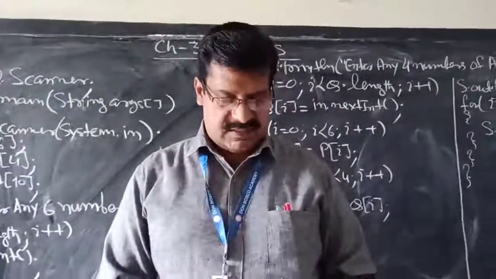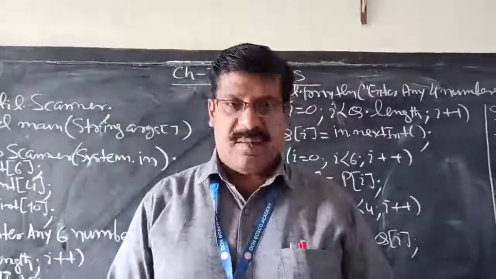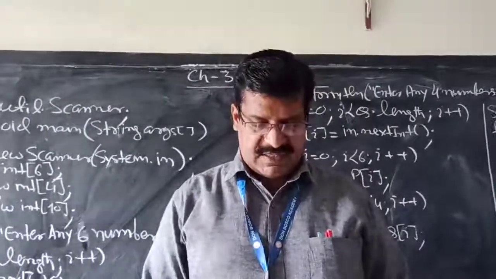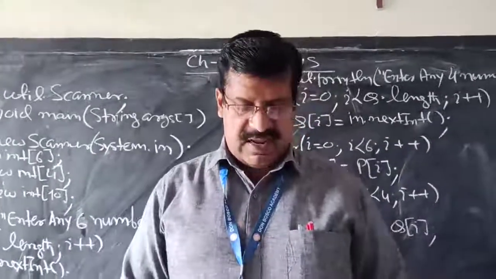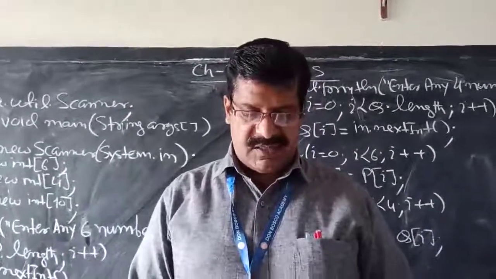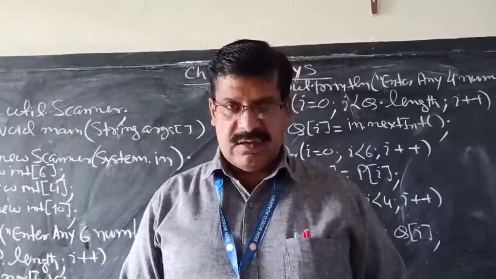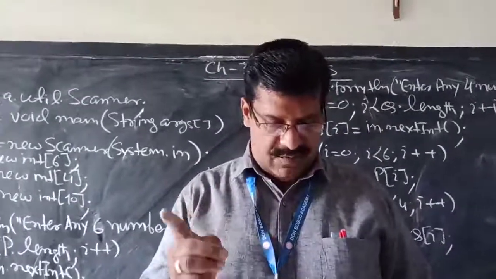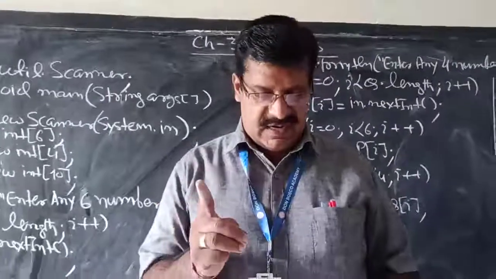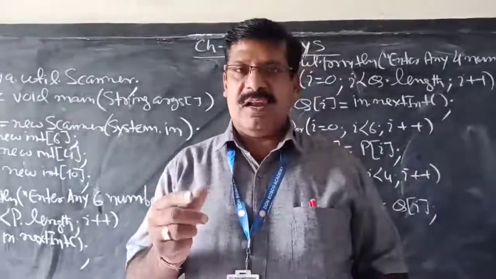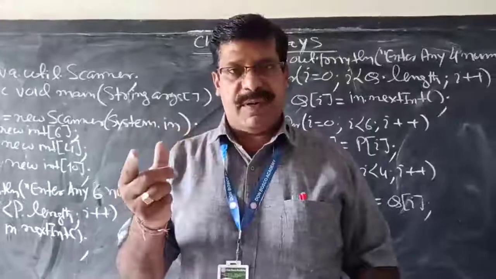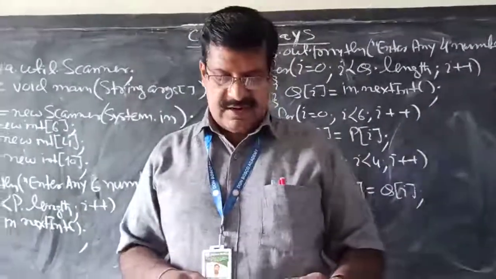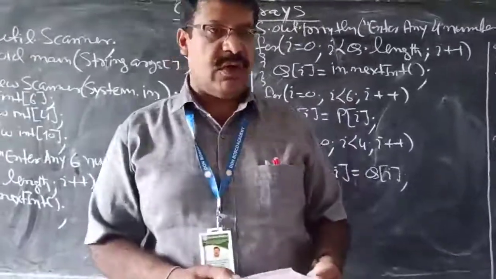The question is: write a program to store 6 elements in an array P and 4 elements in an array Q. Now produce a third array R containing all the elements of arrays P and Q. So we'll create 3 arrays. Array P will have 6 elements, array Q will have 4 elements, and R will have 10 elements: the first 6 elements of array P and the next 4 elements of array Q, and display the resultant array. This question was asked in ICSE 2010.